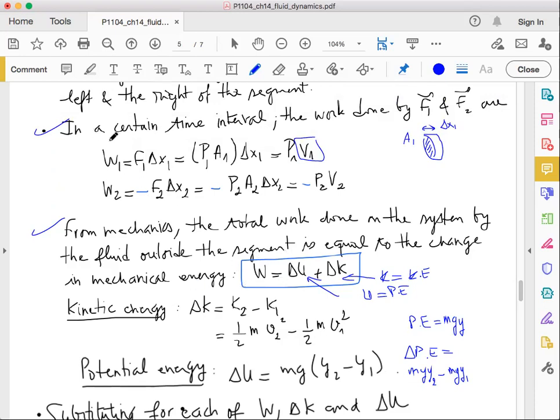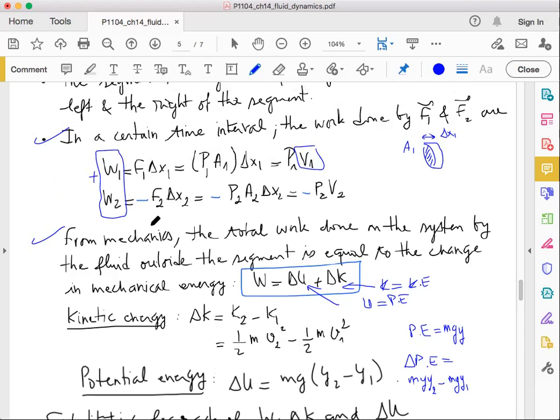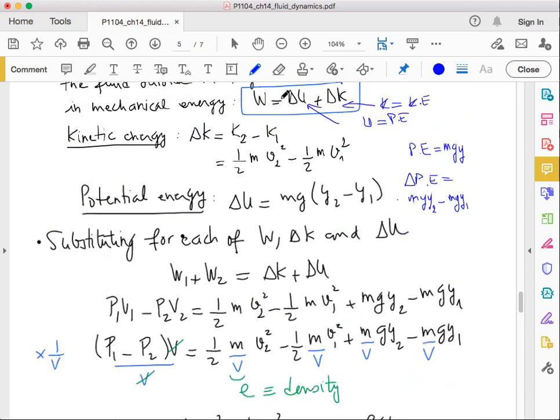So it is the work done by the external force F1 plus the work done by the external force F2. So we'll have to add up these two terms. So let's do it. We will replace each term by its value in this equation. We end up with W1 plus W2. So this is the total work done on the segment of fluid. This is the variation of kinetic energy of this segment, and this is the variation of the potential energy of this segment.